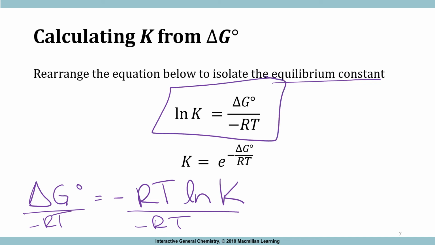But what happens if I want to get rid of the natural log? What do I have to do to get rid of that? Well, you have to take e to the power on both sides. That gets rid of the natural log. And then I'm left with your equilibrium constant is equal to e to the negative delta G naught over RT. So now we can actually solve for just your equilibrium constant if they give you R, T, and delta G.